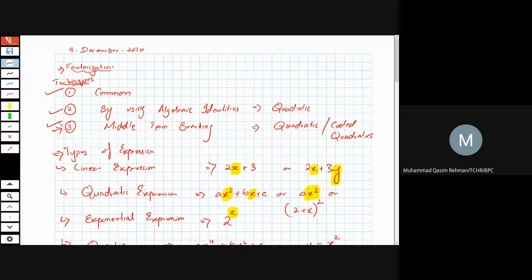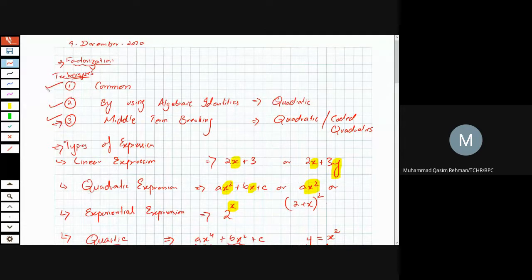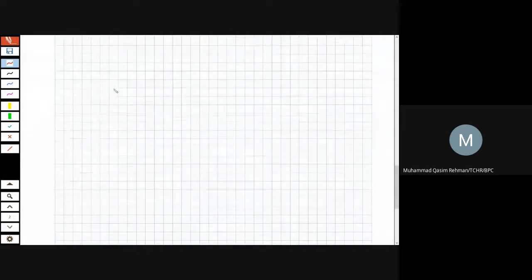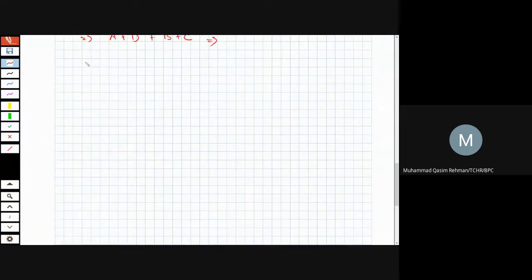So your practice should be set straight, by looking at the question a technique should pop up in your head. Okay, this is how I'm going to factorize this, because there are different methods of factorizing. Okay, now let's just see how each of the technique works. Now, first of all, common. Now, everyone knows how to take a common for the factorization purpose.